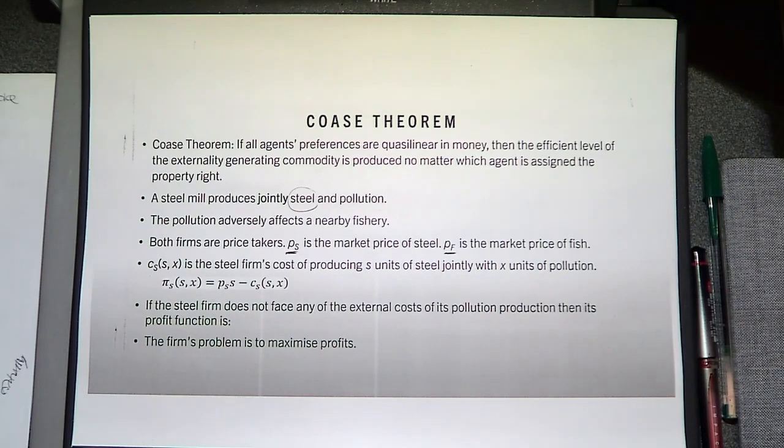Always, assuming perfect competition or not, the aim is always to maximize profits, okay? So the difference here depends on the environment in which we are working. If we are assuming perfect competition, the prices are given, but it's still the aim to maximize profits, okay?